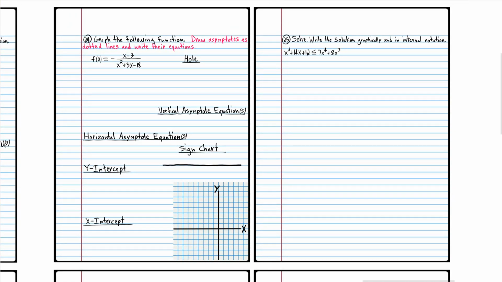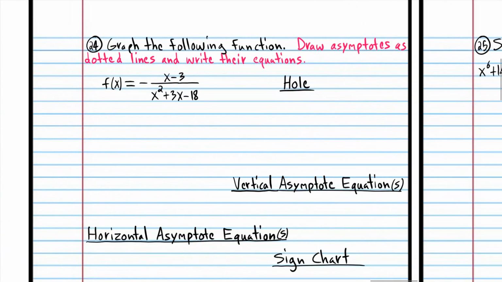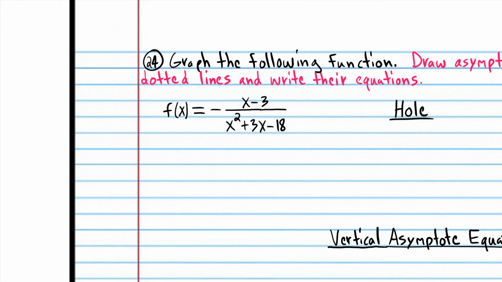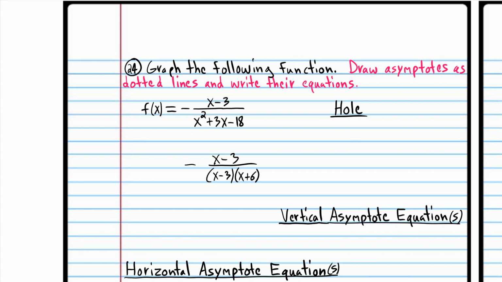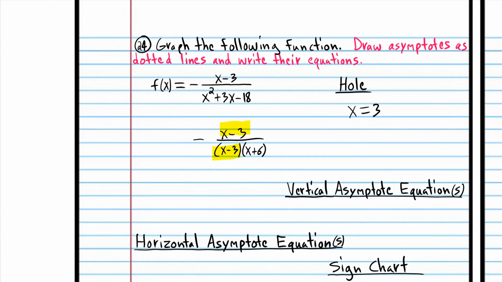Okay, so go ahead and try number 24, and when you come back, we'll do it together. Okay, we're back. So to find the hole, we're going to factor the denominator, and as you can see, we have a factor that cancels out, so that tells us that x equals 3 is a location of a hole.